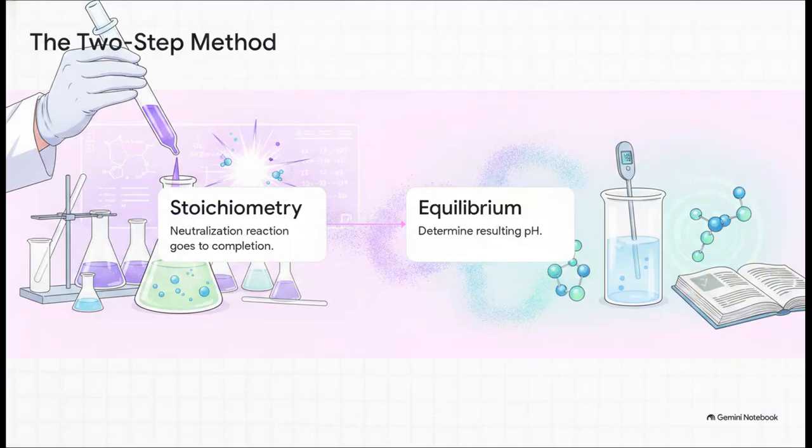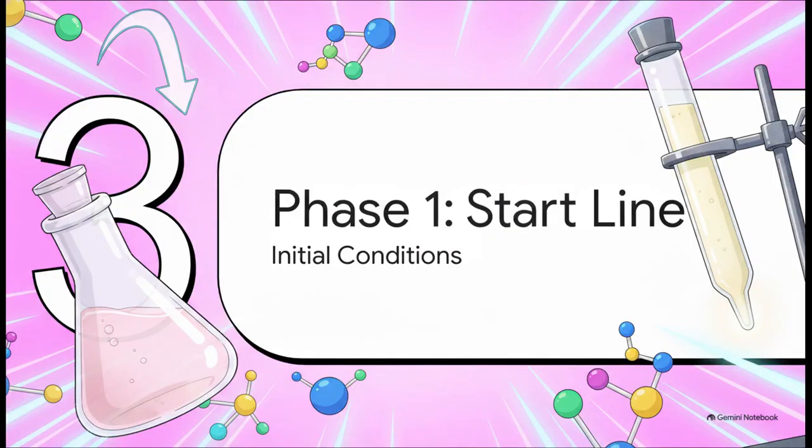Step 1, stoichiometry. Because we're using a strong base, that neutralization reaction goes 100% to completion. You have to calculate the new amounts of acid and conjugate base that are left over. Then, and only then, do you move to Step 2, equilibrium. After the dust settles from Step 1, you use equilibrium equations to find the resulting hydrogen ion concentration, and ultimately your new pH. All right, Section 3, Phase 1, the starting line.